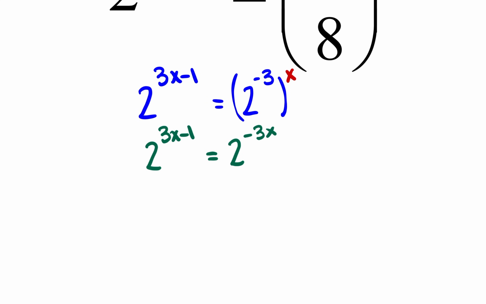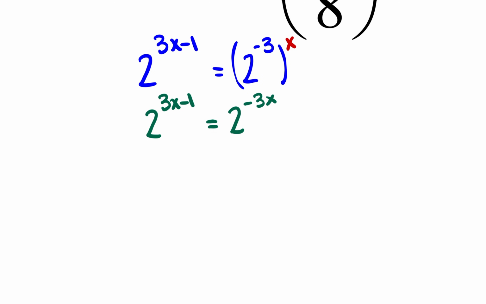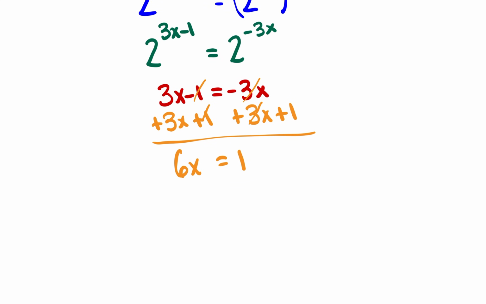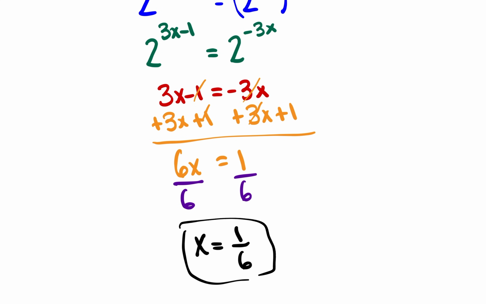We have the same base, hence we can set the exponents equal to each other. I have 3x minus 1 is equal to negative 3x. I will then move all the variables to the left-hand side and all the constants to the right. So we have plus 3x, plus 3x. We have plus 1 on both sides. On the left-hand side, 3x plus 3x will leave us with 6x. The 1's cancel out, equals on the right-hand side, the 3x's cancel out, and I'm left with 1. We then divide both sides by 6, and this will leave me with a final solution of 1 over 6.